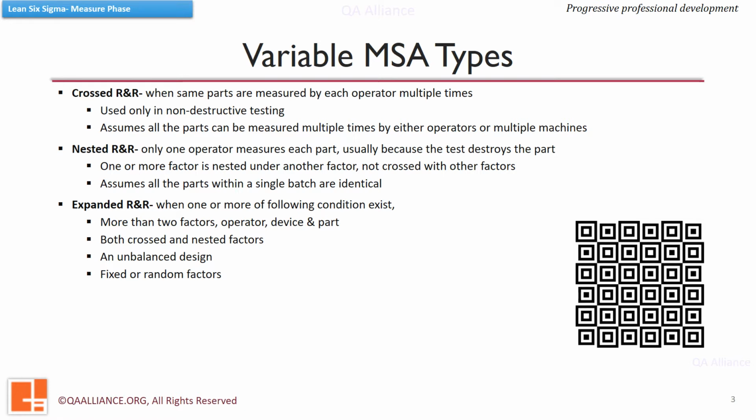In expanded R and R, one or more of the following conditions exist: when there are more than two factors, operators, device and parts, in case when the factors are both crossed and nested, in case of an unbalanced design, or in case of random factors.